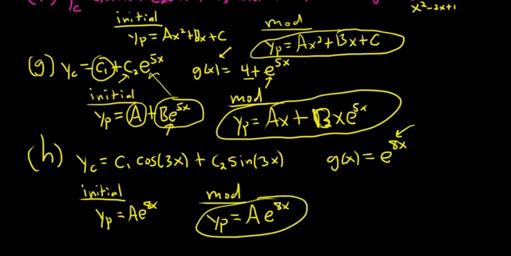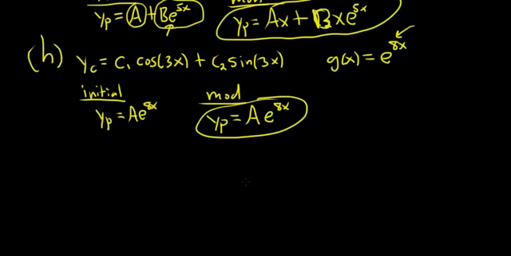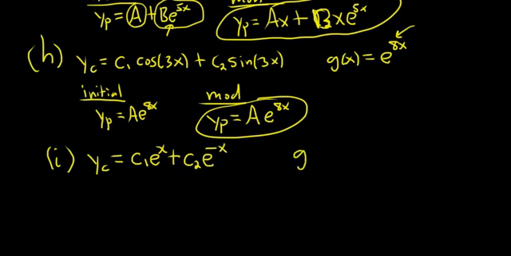Let's do another one. Let's keep going. This one looks like it's a bit harder. Y sub c equals c1 e to the x plus c2 e to the negative x. And g of x in this case is x cubed e to the x.